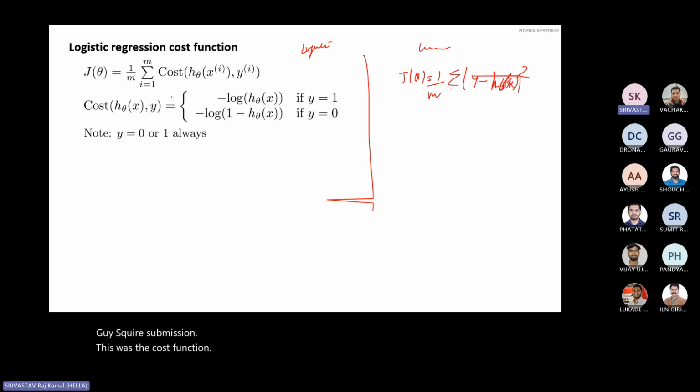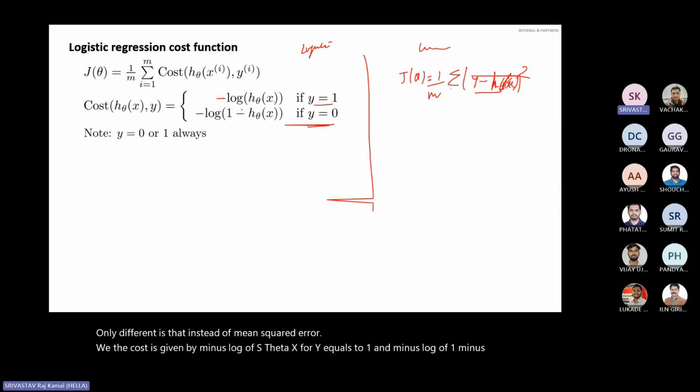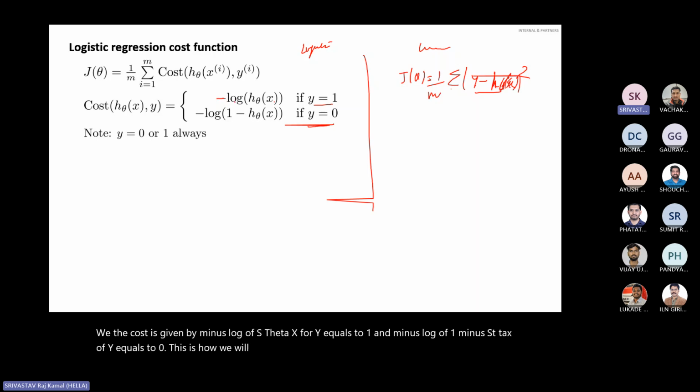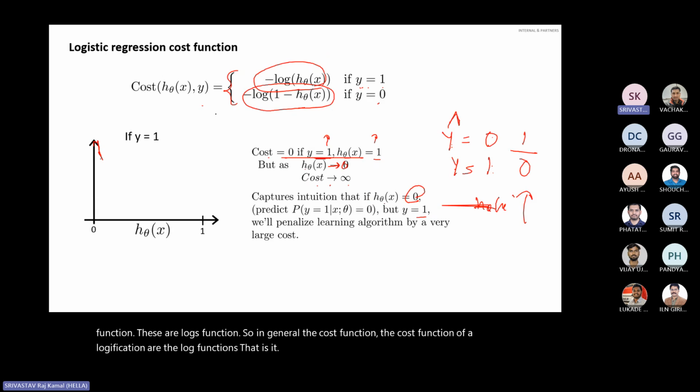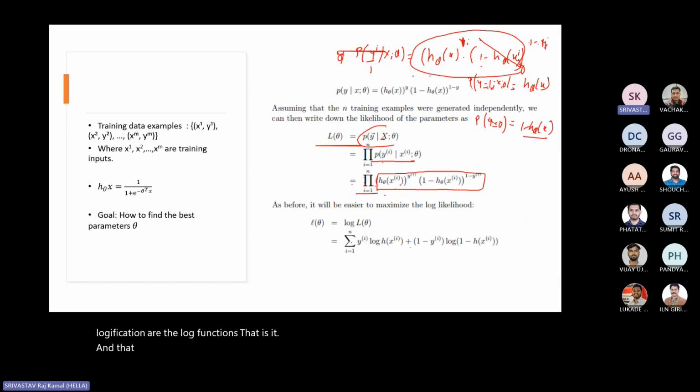Here the cost function is the same. The only difference is that instead of mean squared error, the cost is given by minus log of sigmoid theta x for y equals 1, and minus log of 1 minus sigmoid theta x for y equals 0. This is how we will sum up. So this is not a squared function. These are log functions. In general, the cost functions of logistic regression are log functions. That is it, and that has been derived from this proof.